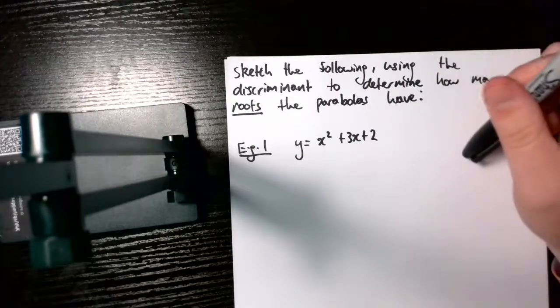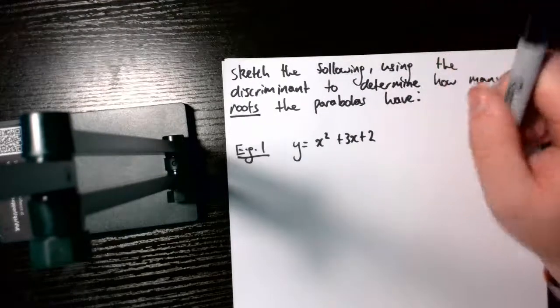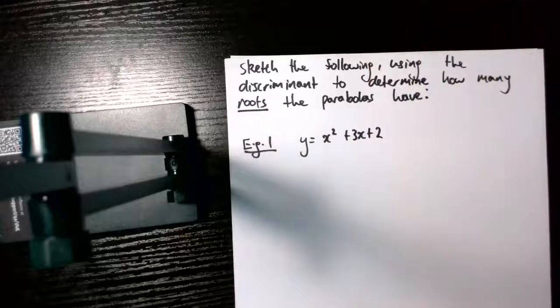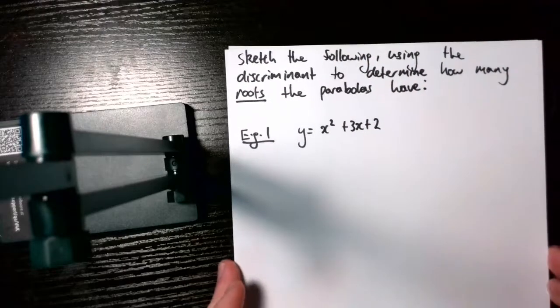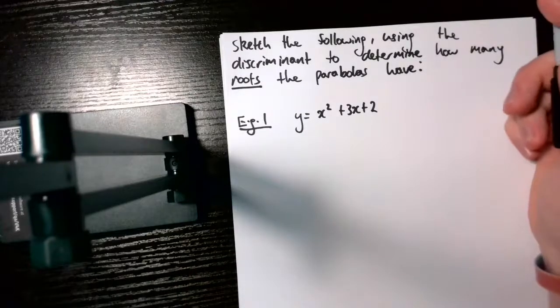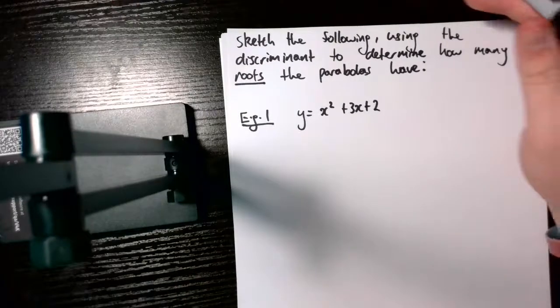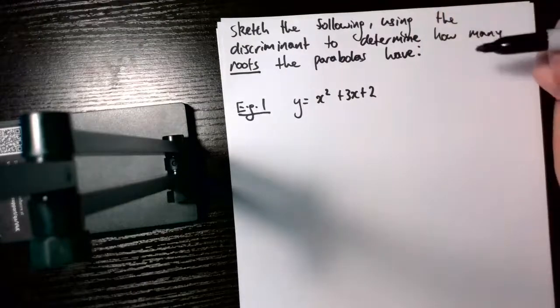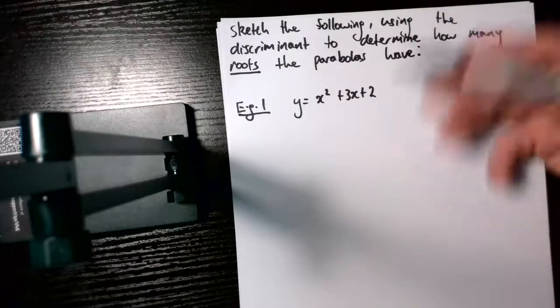This is specifically telling us that we need to use the discriminant to determine how many times our parabolas cross the x-axis. So for our first one, we have the example of y equals x squared plus 3x plus 2. I'm going to take you through the full process of sketching here, step by step, what I do in my mind.